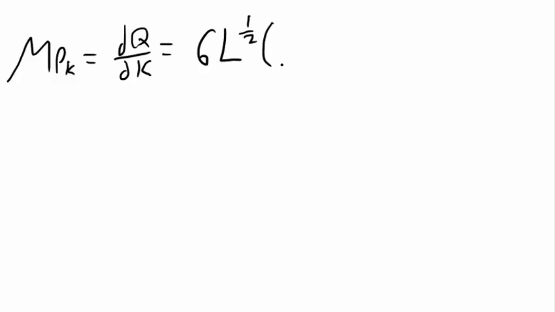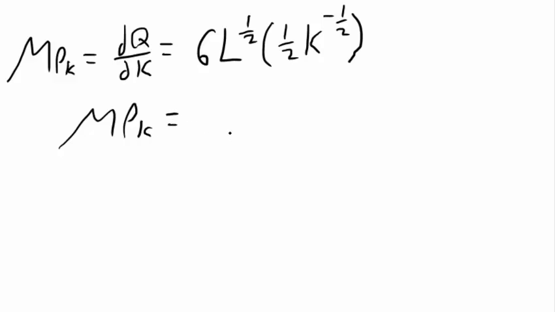Now if we were to find our marginal production of capital, which is the derivative of Q with respect to K, we would have the part that we leave alone, the 6 times L to the 1/2, and then that would be multiplied by the derivative, which is 1/2 K to the negative 1/2. And if we were to simplify, MPK, the marginal production of capital, would be equal to 3L to the 1/2 over K to the 1/2.